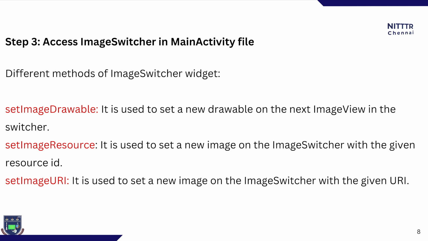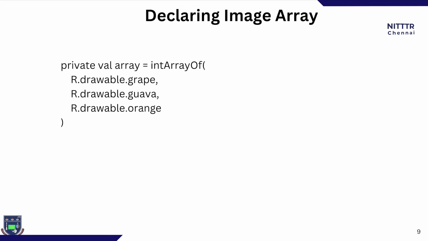Then we have setImageResource. This will set a new image using its resource ID from the drawable folder. Then we have setImageURI. This will set a new image using the URI reference, useful when the images come from the storage or the internet. Next we will declare an array that stores the references to our images from the drawable folder.